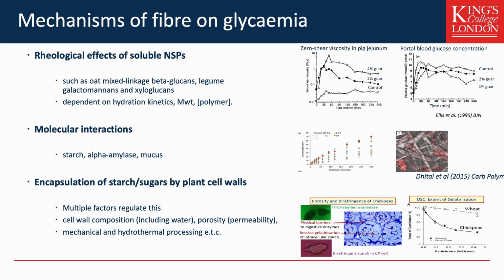There are other interactions, including molecular interactions between fibres and substrates like starch, enzymes like alpha amylase, or endogenous components like the mucus layer that can affect diffusion, absorption, and so forth.